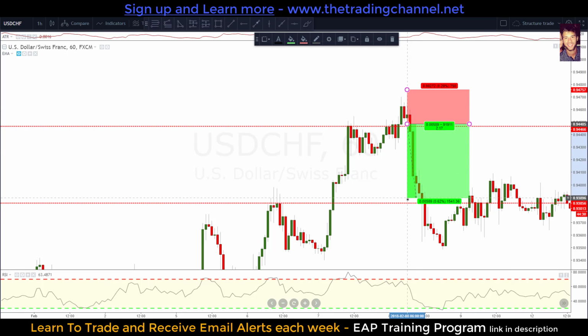And then we could have had a target all the way down to that previous level of structure. Again, that trade would have looked something like this based on that double top entry. So that's just an example of some things you could be looking for at these key levels of structure.